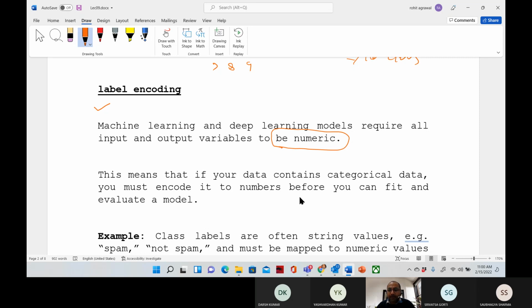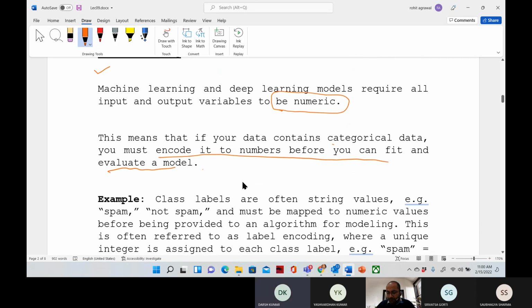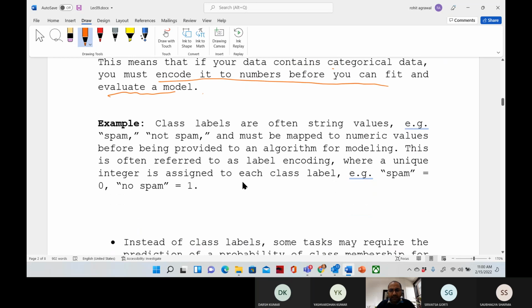So this means if your data contain categorical data, we must encode them to numbers before we can fit our model. So in the lab, I will discuss the email classification problem where I will show you how this categorical data will be converted into the numeric data. So we must use some kind of encoding. Clear? What is label encoding here?